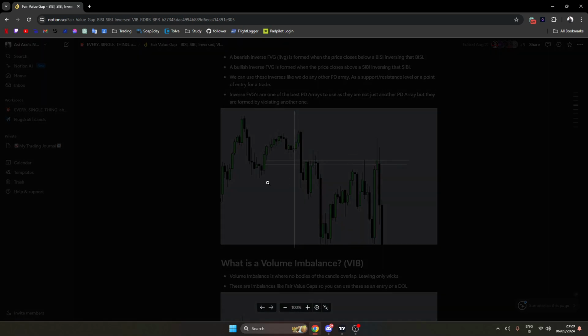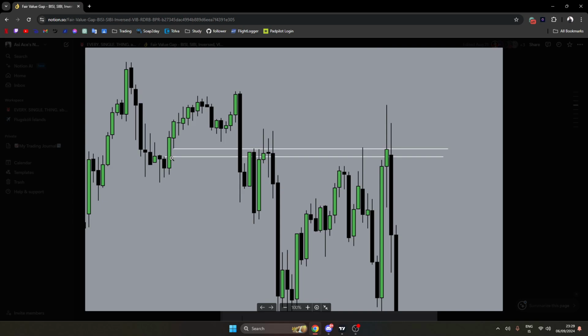So if we look at this, you can see we have a BISI right here, and this is a bullish candle, a buy side imbalance and sell side inefficiency. So when price comes back into it, we expect it to push higher, but in this case it doesn't. It closes below it, trading back into it, creating another fair value gap. We respected it 1, 2, 3, 4, 5, 6, 7, 8, 9 times before continuing lower. That's how good inverse fair value gaps are.